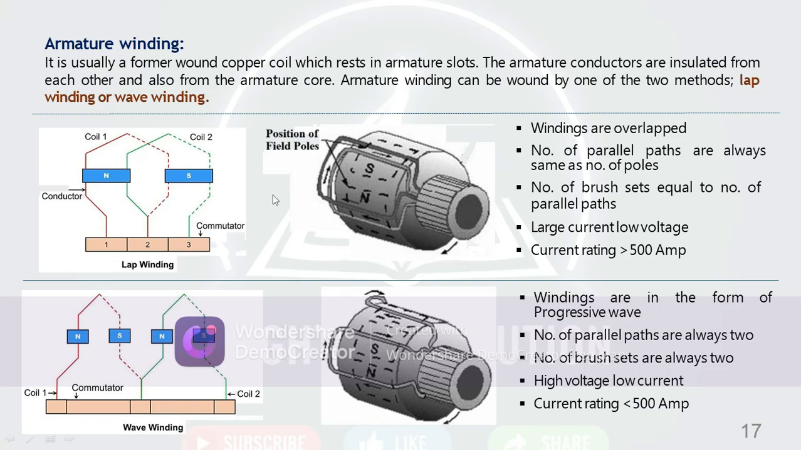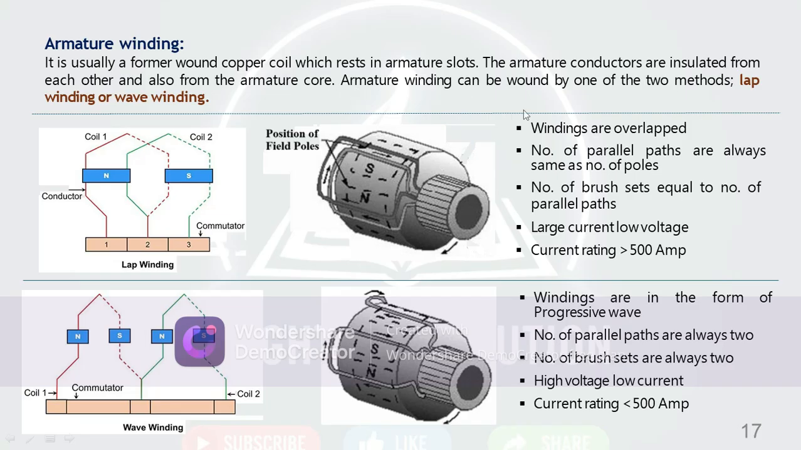Armature winding is usually former-wound copper coil which rests in the armature slots. Now here we are going to consider the armature. The armature conductors are insulated from each other and also from the armature core.